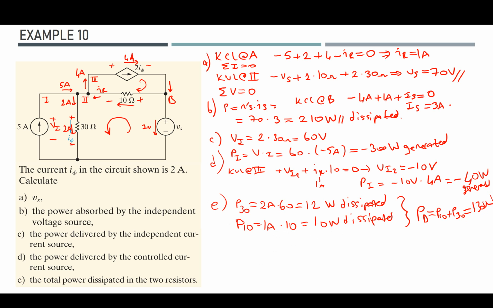So this is the total power dissipated, and as you can see, the total generated power and the total dissipated power equal 0.